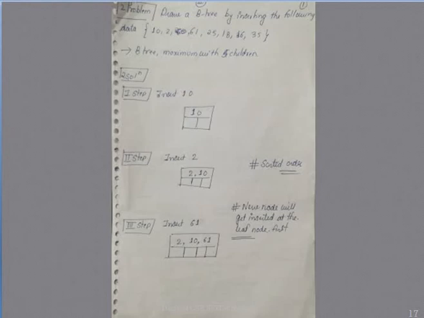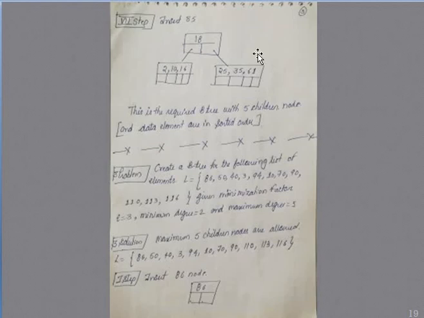So this is one more example, for practice, of how we can draw a B tree by inserting the following elements. At max we can keep 5 children. So we have the elements 10 to 61, 25, 18, 16 and 35. The required tree after this is like this.